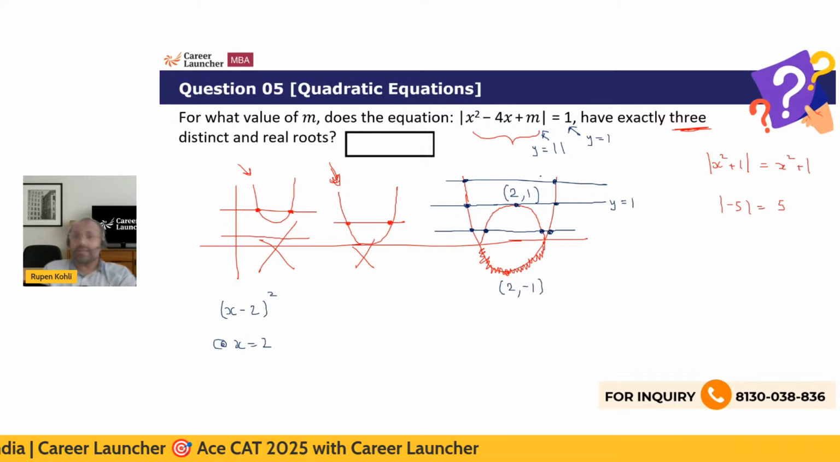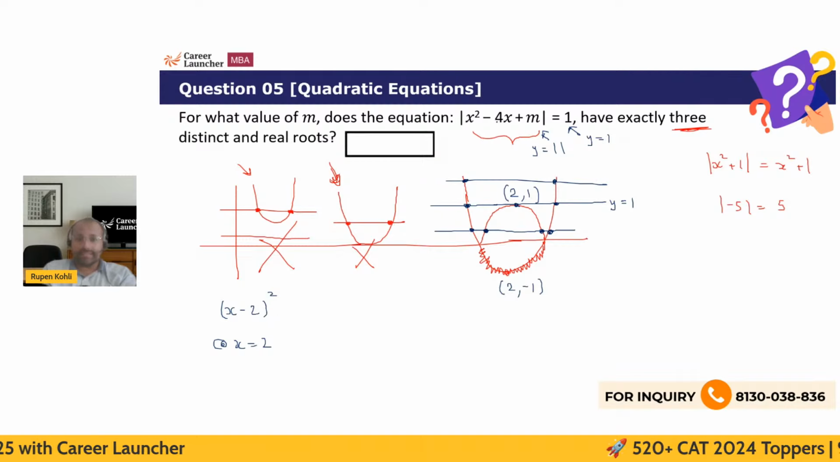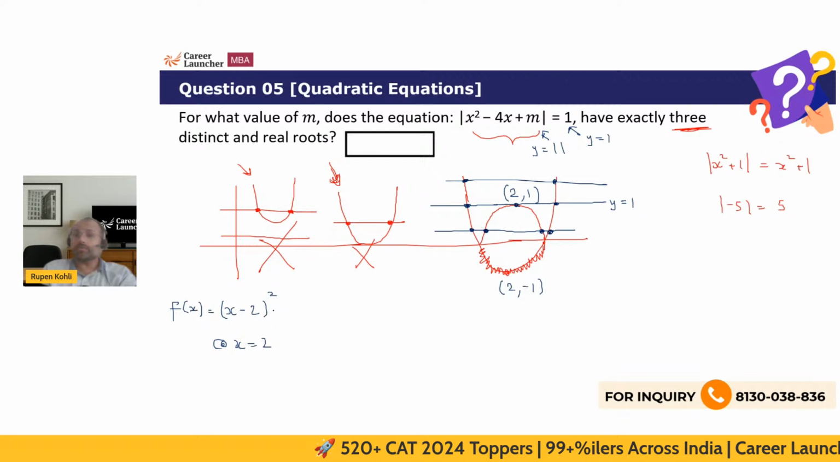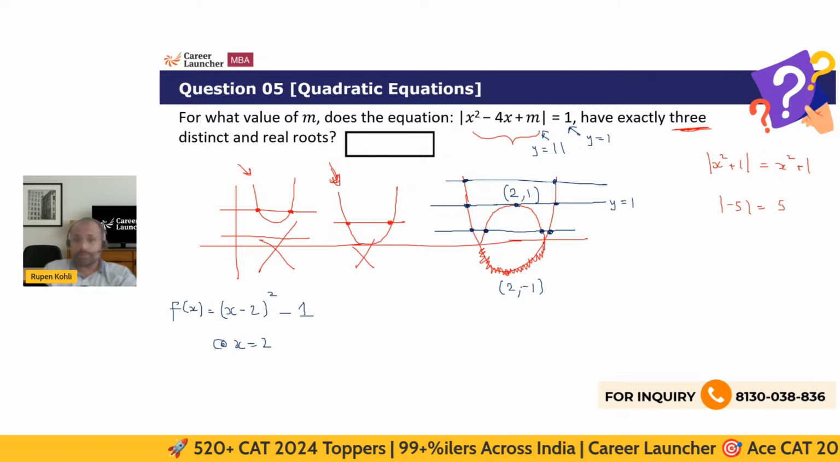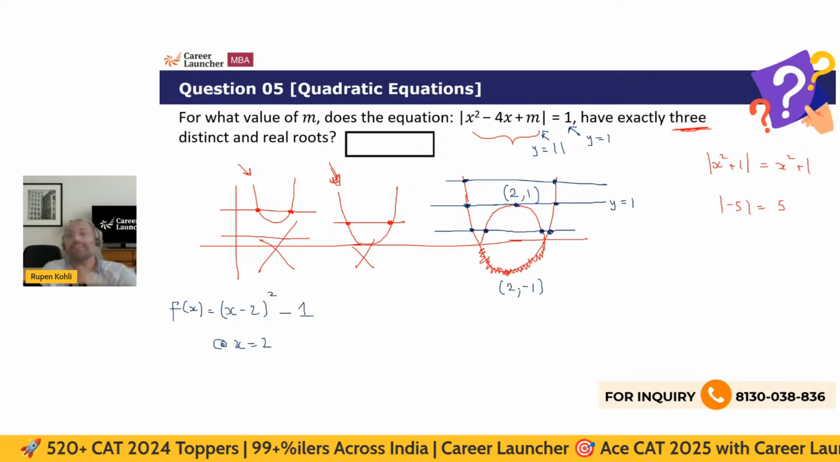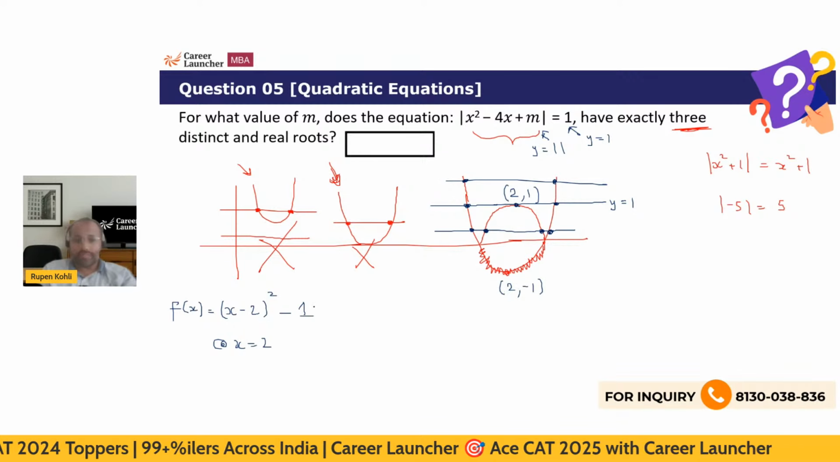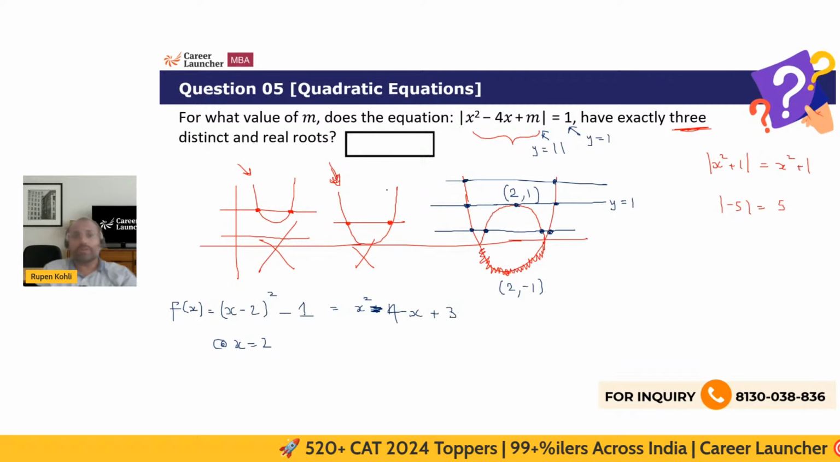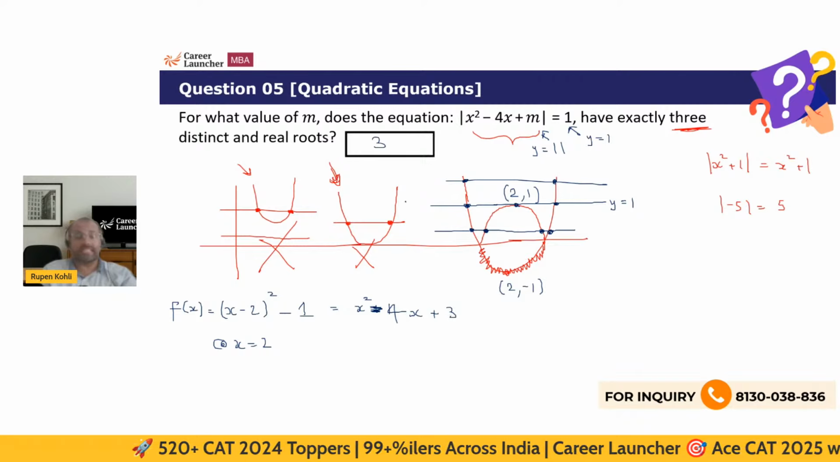So can we now find the value of m? Yes, we know that if this is f(x), then this f(x) should be x minus 2 the whole square minus 1, so that its vertex is at minus 1. So this is what the f(x) inside the modulus should be, which simplifies as x square minus 4x plus 4 minus 1, so plus 3. So what is your value of m? It is 3.